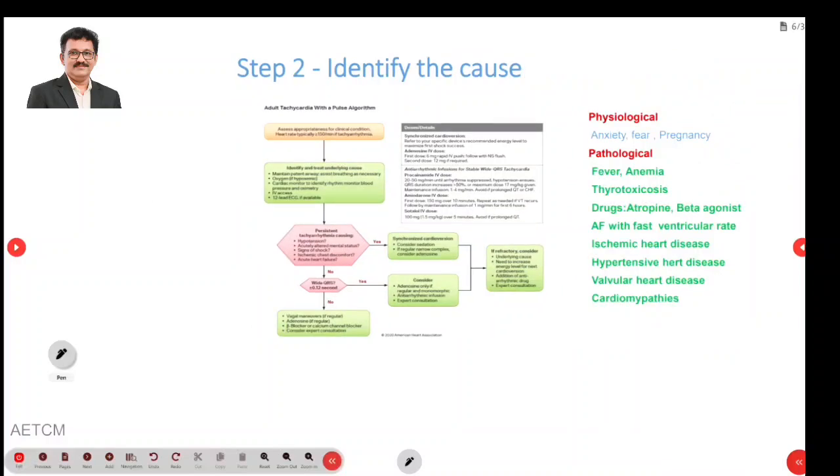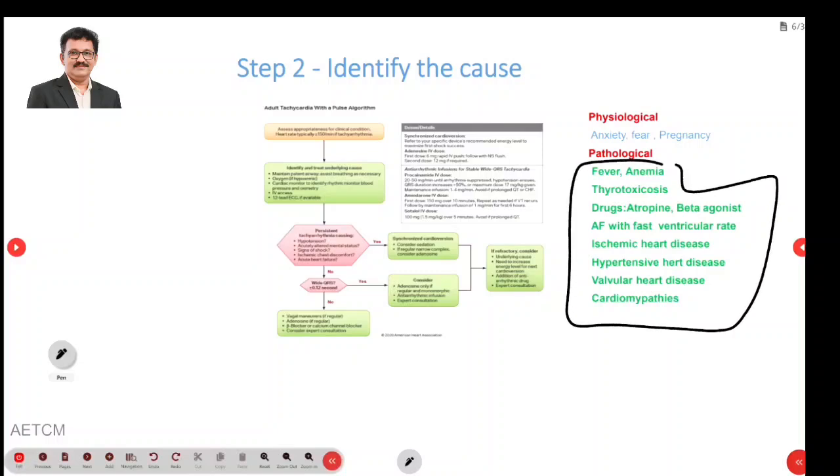Second step is identify the cause for tachycardia. So there are multiple reasons for tachycardia. It can be due to drugs that we have learned. It can be due to hyperthyroidism. It can be due to fever. It can be due to sepsis. It can be due to myocarditis. Anything can produce tachycardia. So we have given all the causes here. So you have to find out what is the cause. That is the second step.